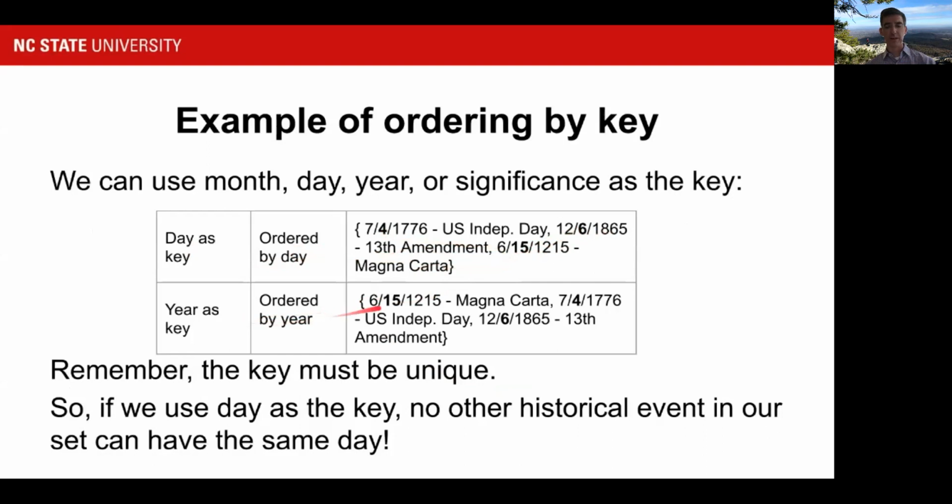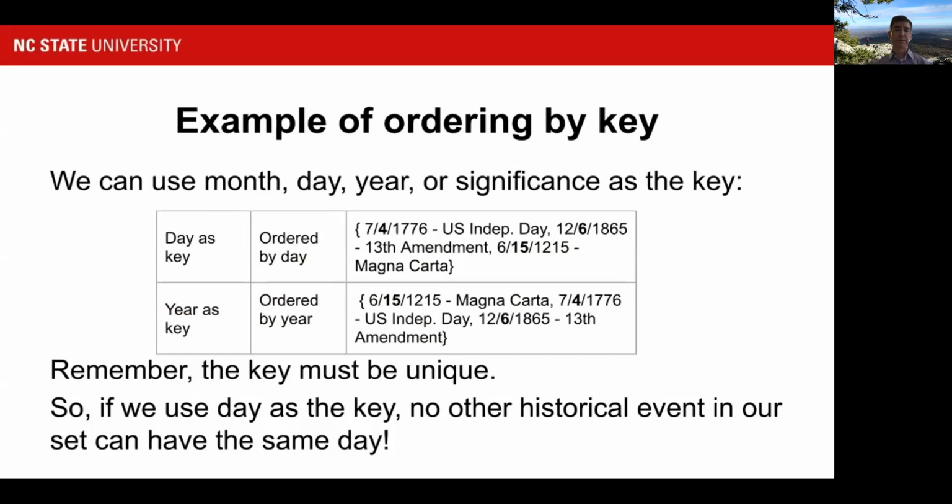Likewise, I could order by year from smallest to largest, in which case the signing of the Magna Carta comes first, then the Declaration of Independence, and then the 13th Amendment. I could even sort by the string. I could use the string as the key, and if I ordered by the string, then I would order based on alphabetical order of the strings. So what I pick as the key affects many things in the operation of the set.